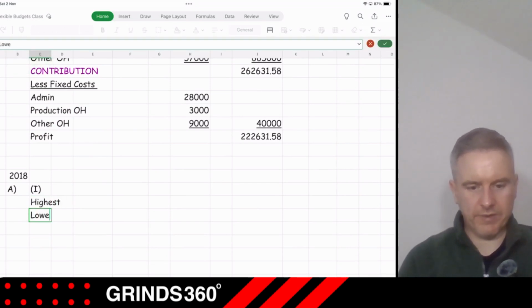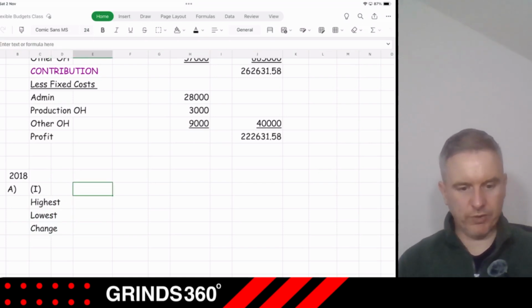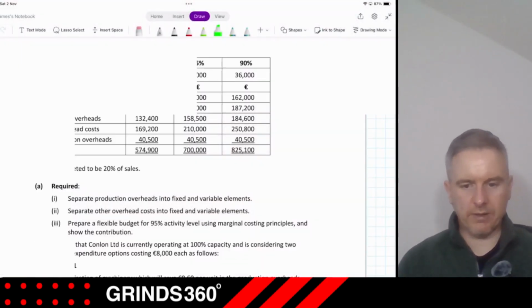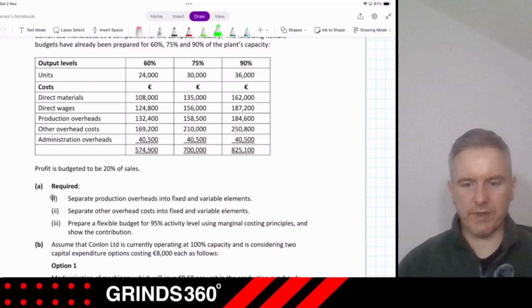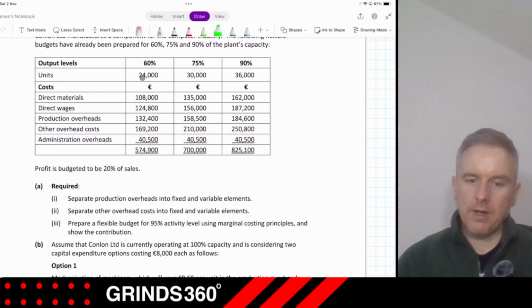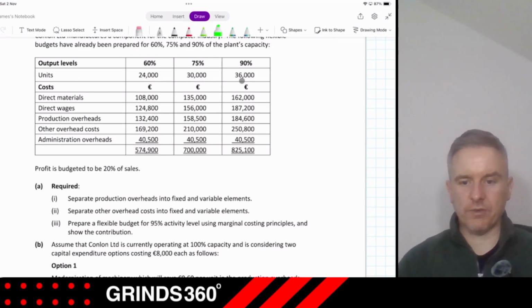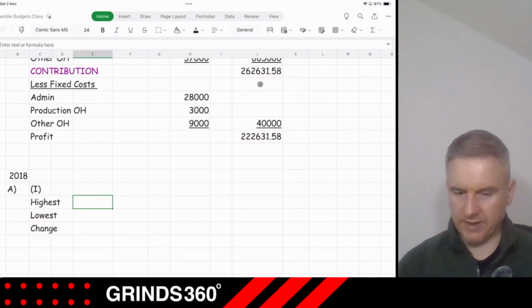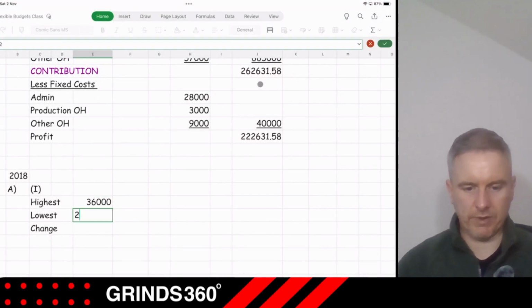We're going to go with the lowest. We're going to have our change. So what are my highest number of units? As I come along here, I can see the highest number of units, 36,000, and the lowest number of units, 24,000. So I'll have my 36 and I'll have my 24.